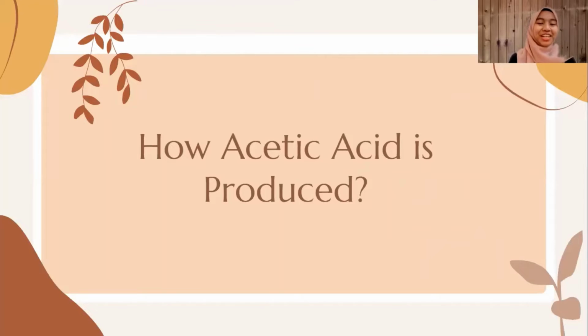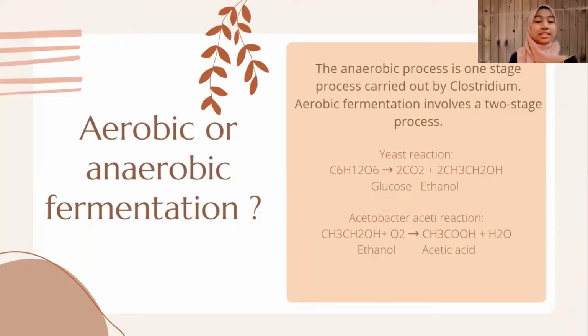Alright, thank you Imanina for the explanation of the product. Now we continue with the process of acetic acid production. Do you guys know how acetic acid is produced? The production of acetic acid can be carried out in 2 ways, either aerobic or anaerobic fermentation. The anaerobic process is a one-stage process carried out by Clostridium, while the aerobic fermentation is a 2-stage process.